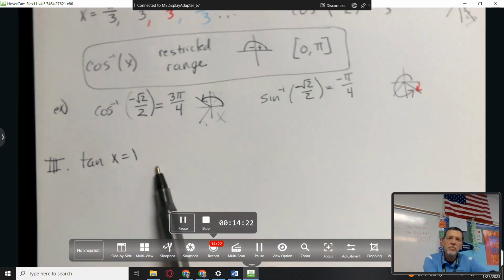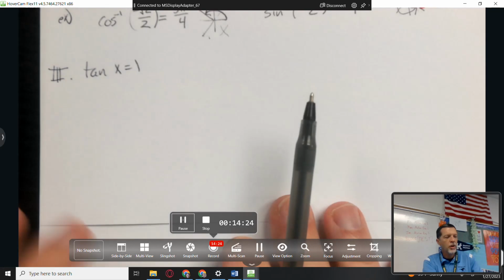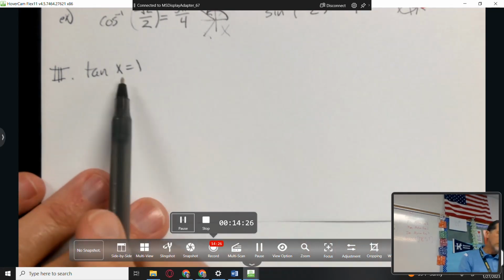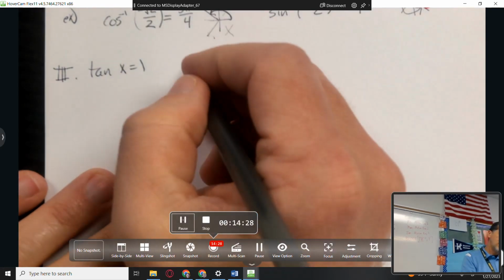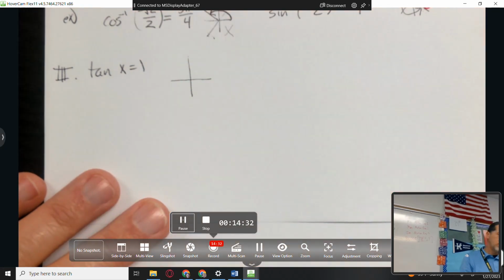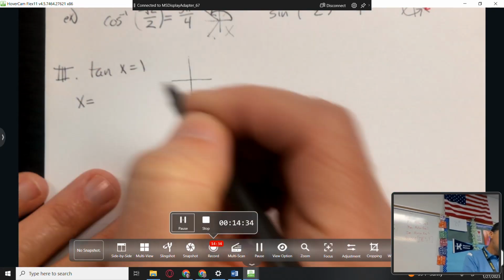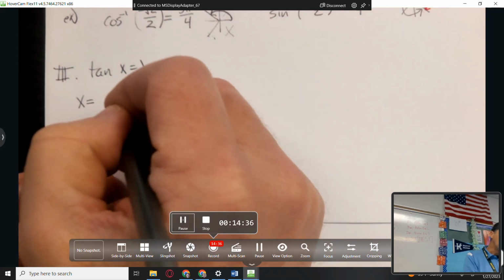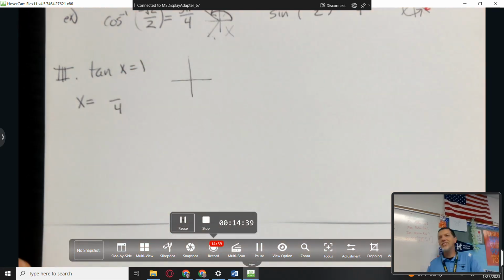Let's do the same process with tangent. We'll start with an equation. Where does the tangent equal 1? I tried to pick an easy one, hoping you would know this. It's pi over 4. That's a great start because it's the one in the middle. So what over 4 is it?